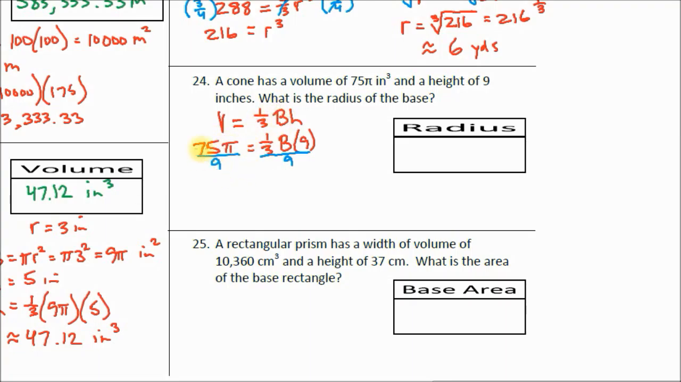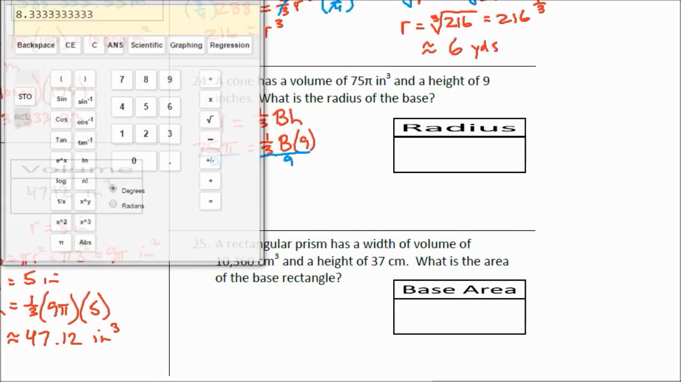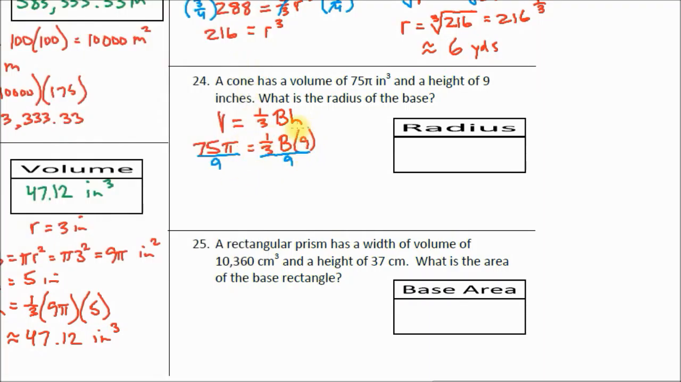And I'm going to leave this. I'm not going to reduce this because I think, let's try, 75 divided by 9 is equal to, all right, that's a repeating decimal. I don't want to simplify that. So I'm just going to leave this as 75 pi over 9. So now this 9 crosses off this 9 because they changed to 1.